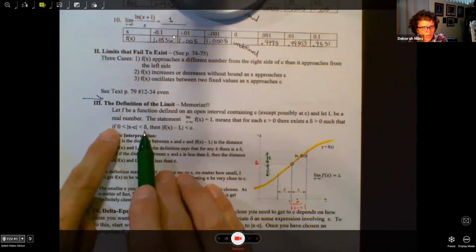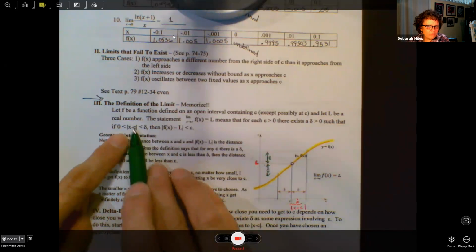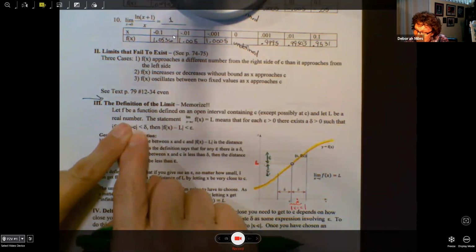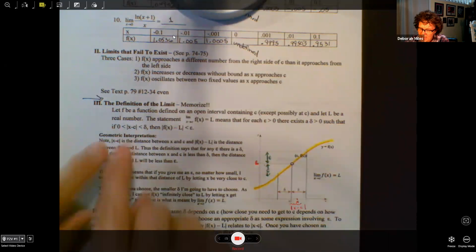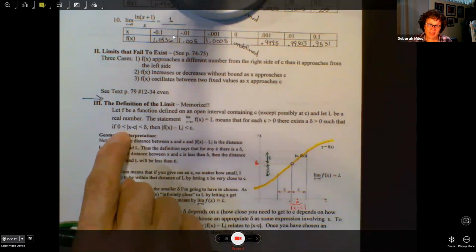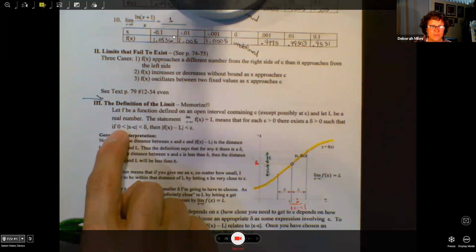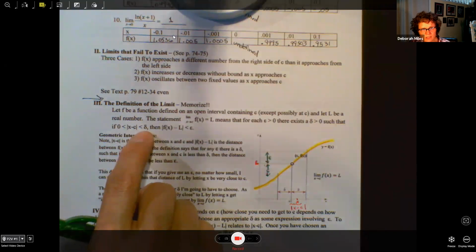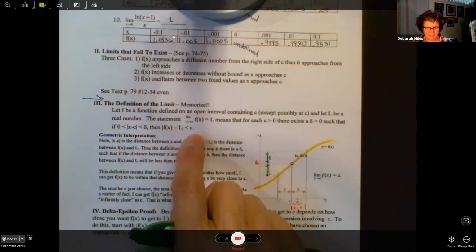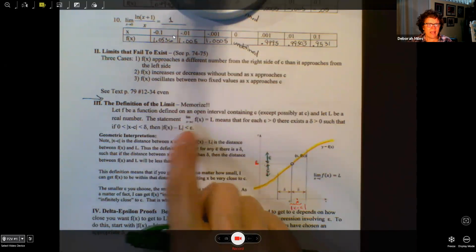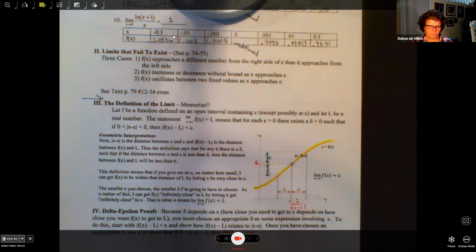Now, the rest of this inequality, 0 is less than the absolute value of x minus c, because the function may not be defined at c, then I better not let that distance be 0, because I can't let x be exactly c. As long as that distance is bigger than 0 and less than delta, then I'm going to get some points. My f of x is going to be within epsilon units of L.